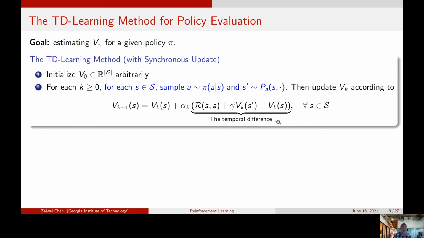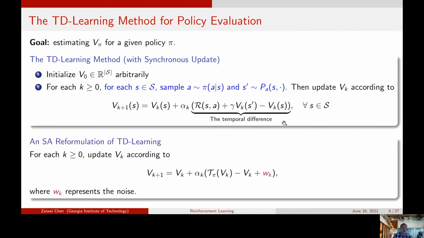Synchronous TD learning is usually not used in practice because it's usually intractable to generate a transition for each state in every iteration. But we will study this algorithm to see that the L2 norm contraction stochastic approximation result we studied in part 1 can be directly used to establish a finite sample bound of TD learning with synchronous update.